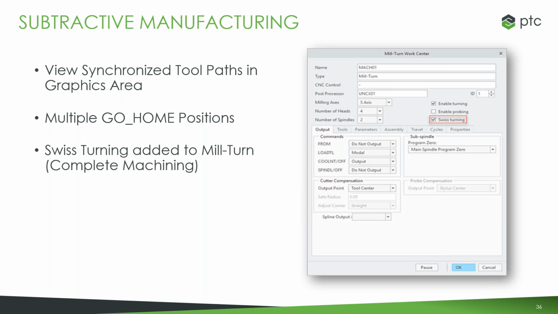And finally, the ability to explicitly call out Swiss turning operations. If you have a mill turn machine, you can fix the Z-axis and put all the appropriate CL commands into that output file. That's a function of our complete machining suite of tools. If you work with that, it's definitely a breath of fresh air to work with Swiss turning.